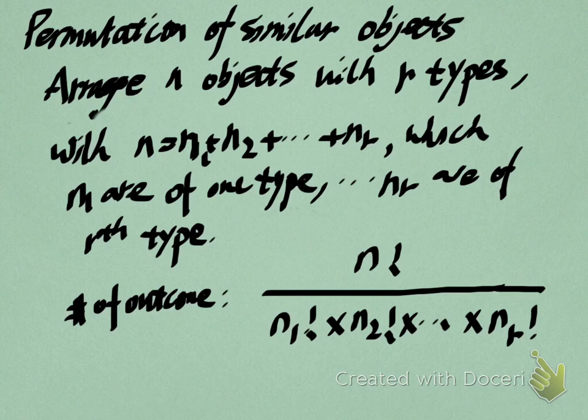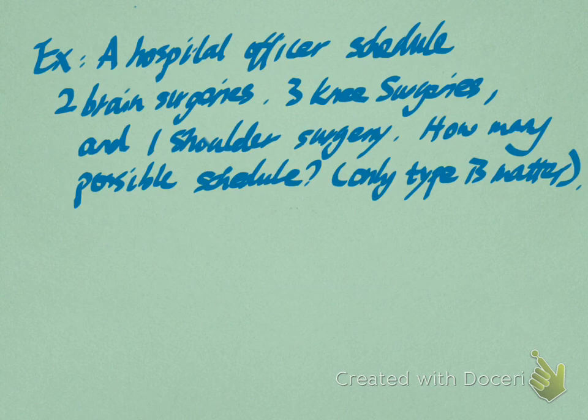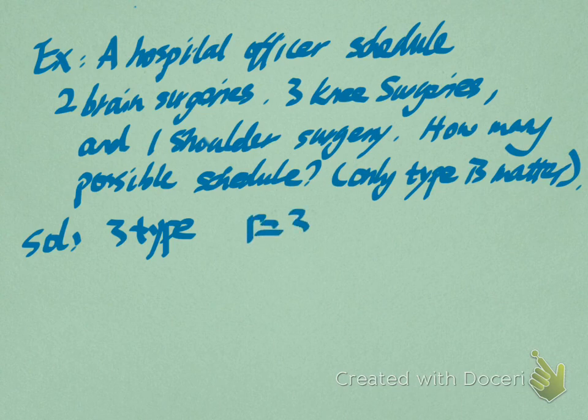Now let me give one example to explain this. Here we have a hospital officer who wants to schedule several surgeries. They have 2 brain surgeries, 3 knee surgeries, and 1 shoulder surgery. This means we have 3 types: the brain, the knee, and the shoulder. So here r is equal to 3.